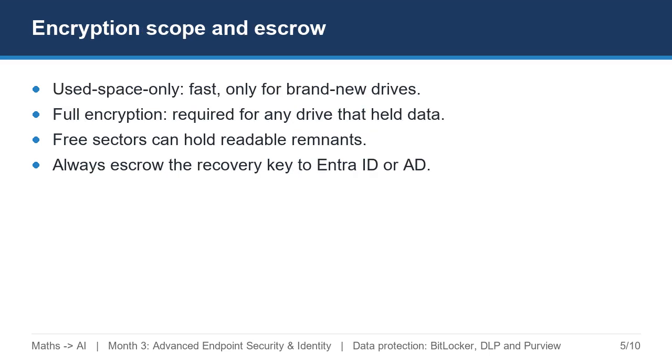2 choices matter when you turn BitLocker on. Used space-only encryption is quick and perfectly fine for a brand new drive. But for any drive that has already held data, you must use full encryption, because blocks marked free can still contain readable remnants of old files. And whatever you choose, always escrow the recovery key to Entra ID or Active Directory so a locked-out user is never stranded with no way back in.